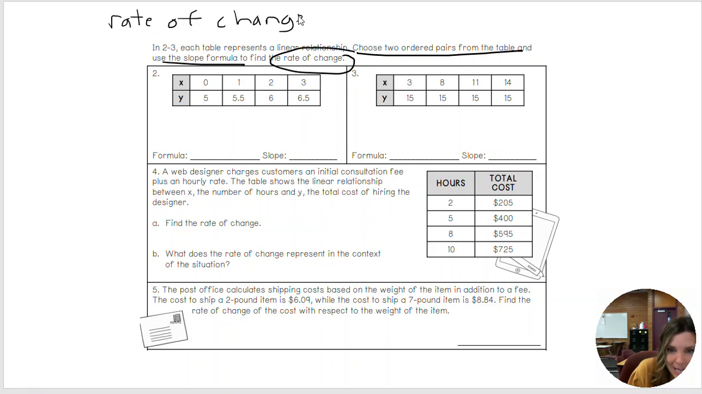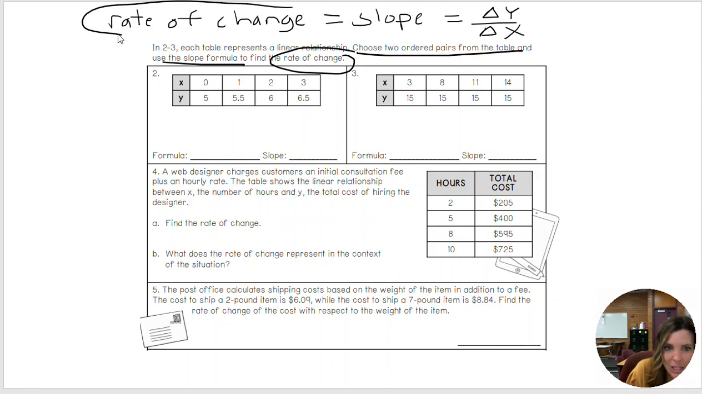So rate of change is really just slope, which makes sense because we've been talking about slope as the change of y over the change in x. Okay, slope is just our rate of change. So anytime you see rate of change, that just means slope, which means the steepness of your line.